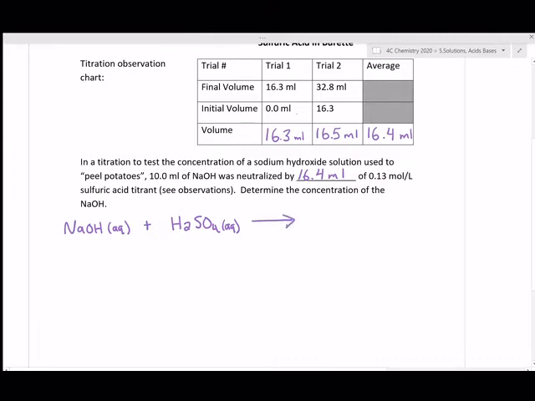And then because we're trying to neutralize, obviously one of our products is going to be water, which you would have learned in our last lesson. And the other product is going to be a salt. So the hydrogen got together with the hydroxide, and the sodium is going to get together with the sulfate. This is a double displacement reaction. So sodium is a +1 charge, sulfate is a -2. So when we crisscross, this is our salt.